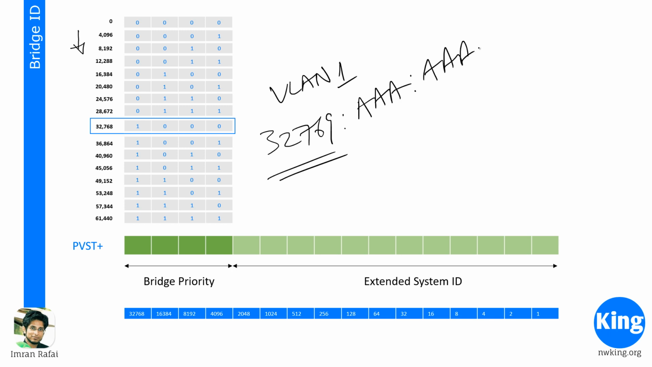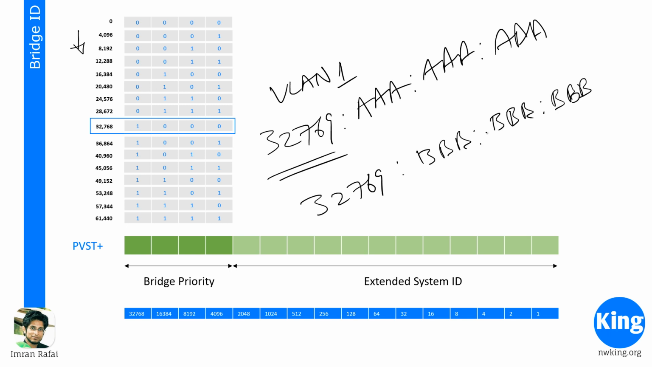So if the MAC address is AAA, this becomes the MAC address. If there is another device, let's say it starts with 32769 and the MAC address is BBB, if you compare this, the priority is matching, so that's a tie on priority. It then looks at the MAC address and you see that this device has a lower MAC address and so this device has more priority, right? In the election process, this priority plays a very, very big role.